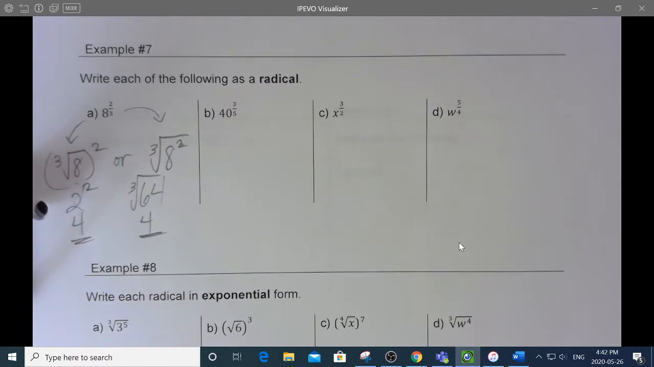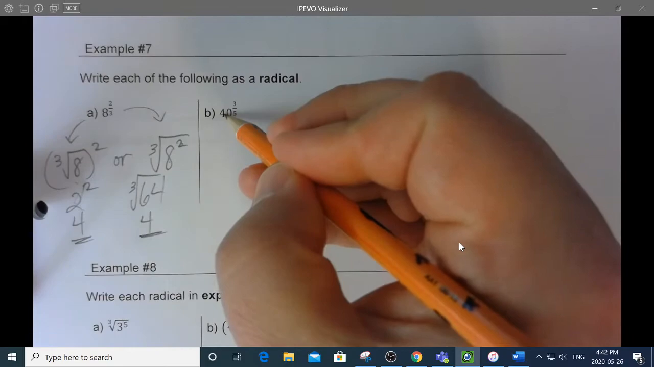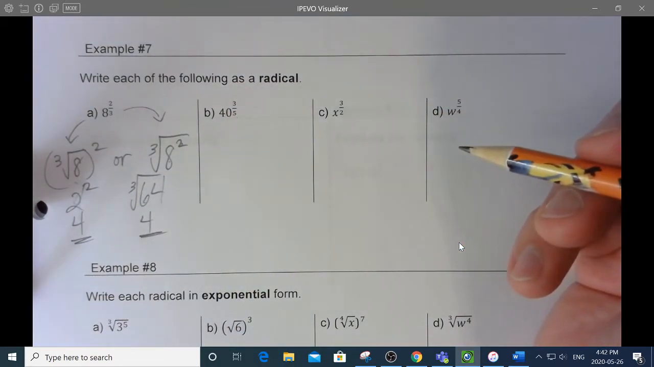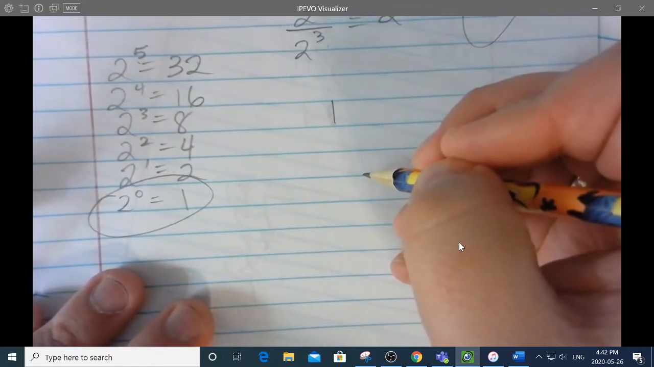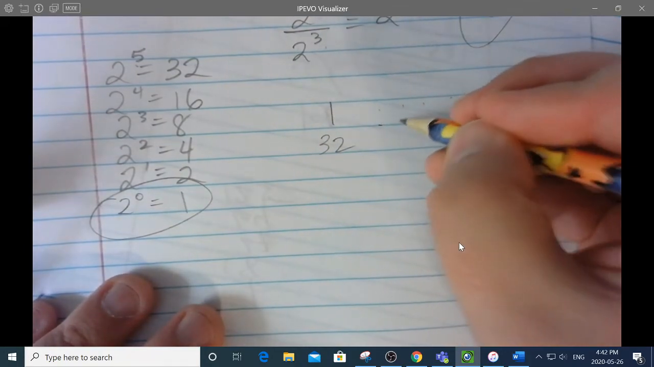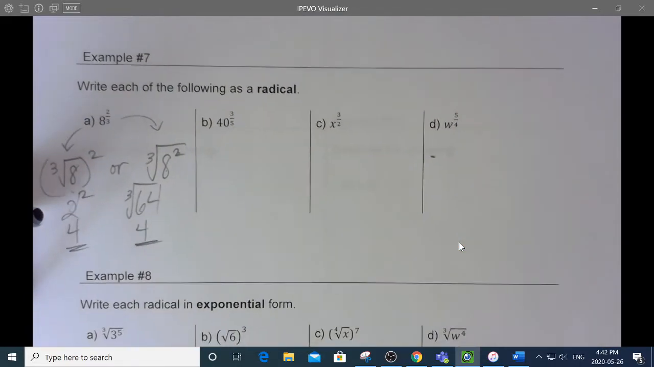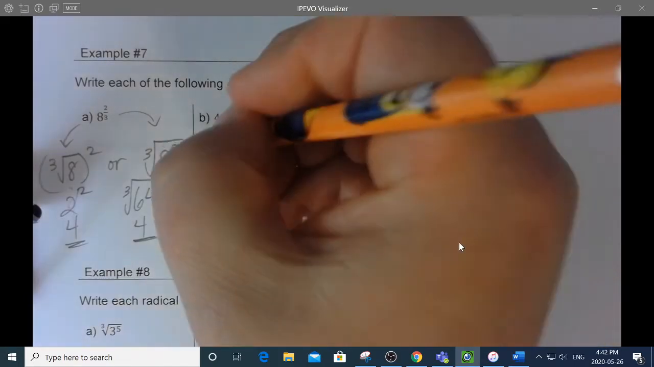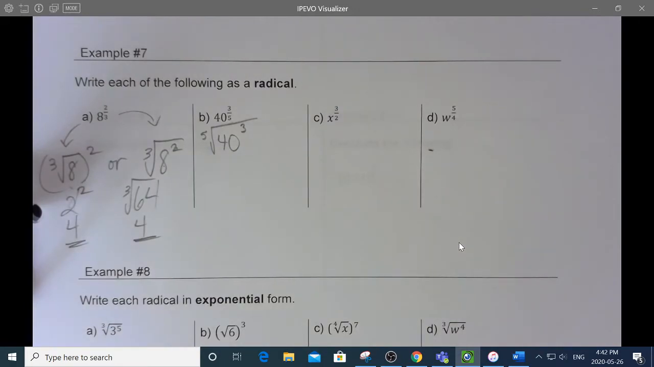All right, 40 to the 3/5. I don't know what I'm going to do here. Do I want to do it this way or this way? Well, is 40 a perfect fifth root? Answer, no. My perfect powers of 5 would be 1 times 1 times 1 times 1 times 1, which is 1. And then 2 times 2 times 2 times 2 times 2, which is 32. And then 3 times 3 times 3 times 3 times 3 is 243, so that's already too big. So 40 is not a perfect power of 5. But I can go, that's 40 cubed, and then take the fifth root of it. It doesn't matter what order I do it.